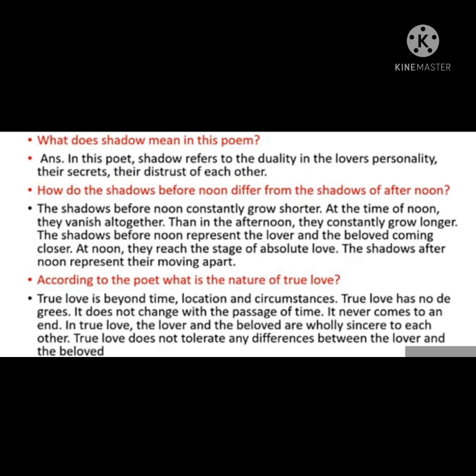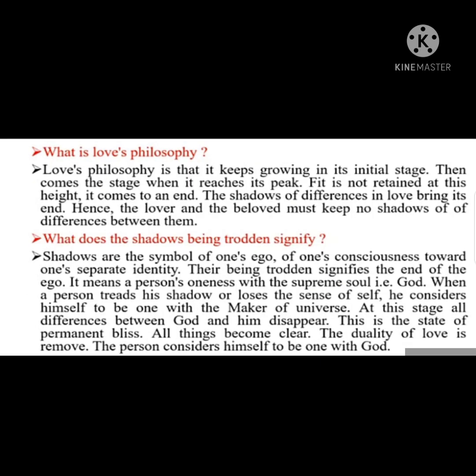Now, the next question, what is love's philosophy? This one is very important because the complete poem, as we have told you, depends on love's philosophy. John Donne wants to explain love's philosophy to his beloved. So what is the answer? Love's philosophy is that it keeps growing in its initial stage. Then comes the stage when it reaches its peak. It is not retained at this height. It comes to an end. The shadows of differences in love bring its end. Hence, the lover and the beloved must keep no shadows of differences between them.